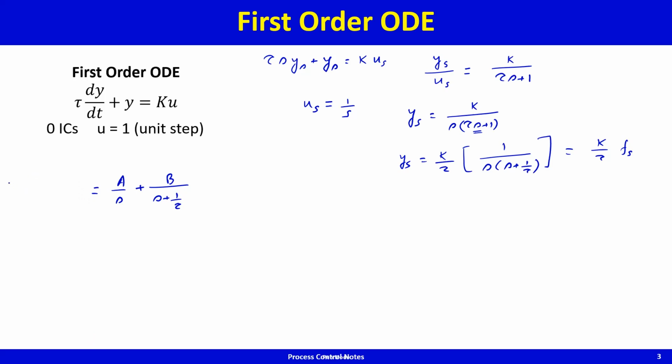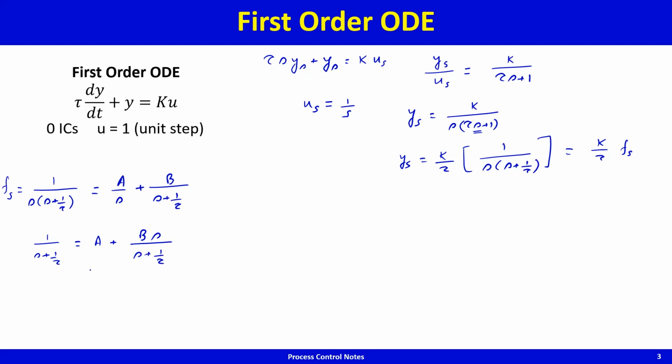So f of s is equal to 1 over s times (s plus 1 by tau). Okay, so now if I want to calculate a, multiply both sides by s. So if you multiply both sides by s, what you will get is 1 over (s plus 1 by tau) is equal to a plus bs over (s plus 1 by tau).